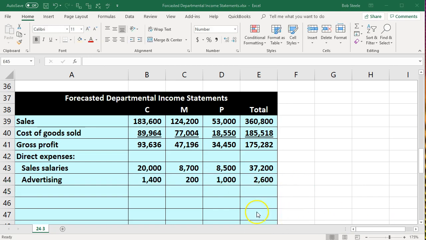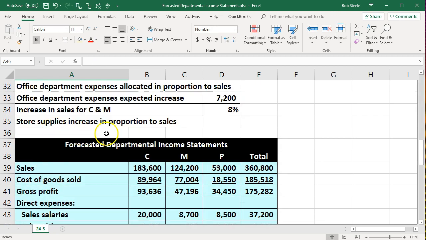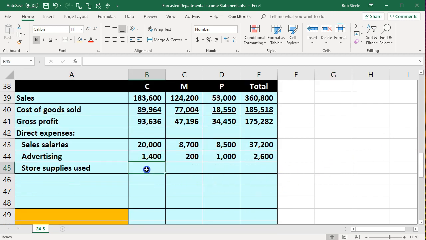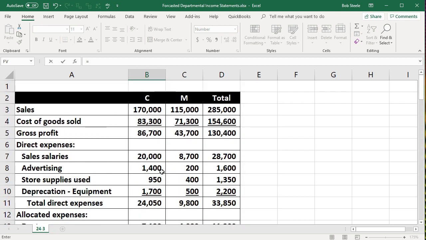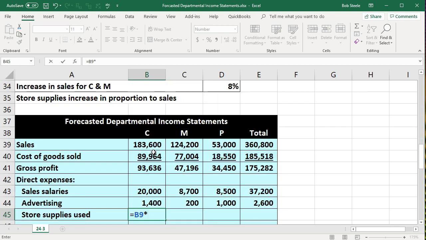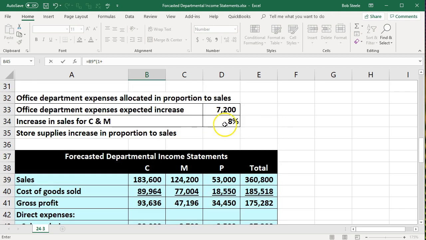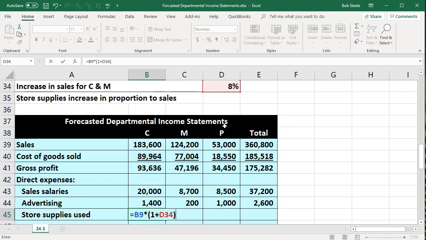Then we're going to go to the store supplies. So we'll say equals here and scroll up. We want to pick up the store supplies and enter. Now the store supplies increased in proportion to sales. So we have the same increase, in essence, the 8%. So it's going to increase by that 8%. So we're going to say this equals, same kind of calculation we did up top, the prior store supplies times, scrolling back down so you can see it, brackets 1 plus, then picking up this 8%, brackets, and enter.